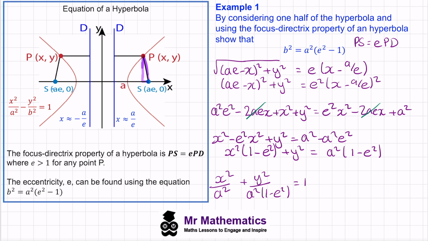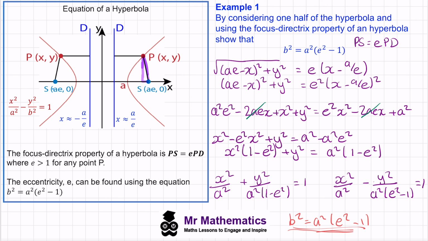So we can have this as x squared over a squared minus y squared over a squared lots of e squared minus 1, and this will equal 1. So you can see then that this is our b squared term. So b squared will equal a squared lots of e squared minus 1. Okay. And in example 2, we're going to use this equation to find the Cartesian equation when we have its e value and foci.